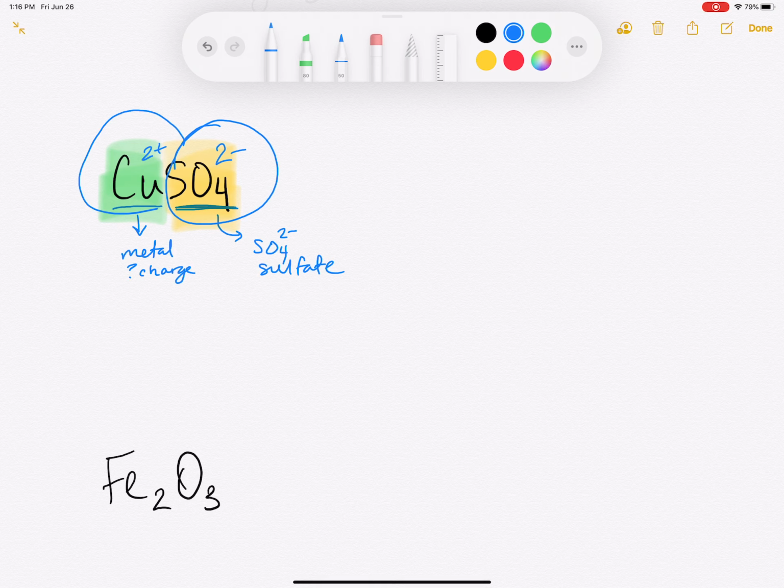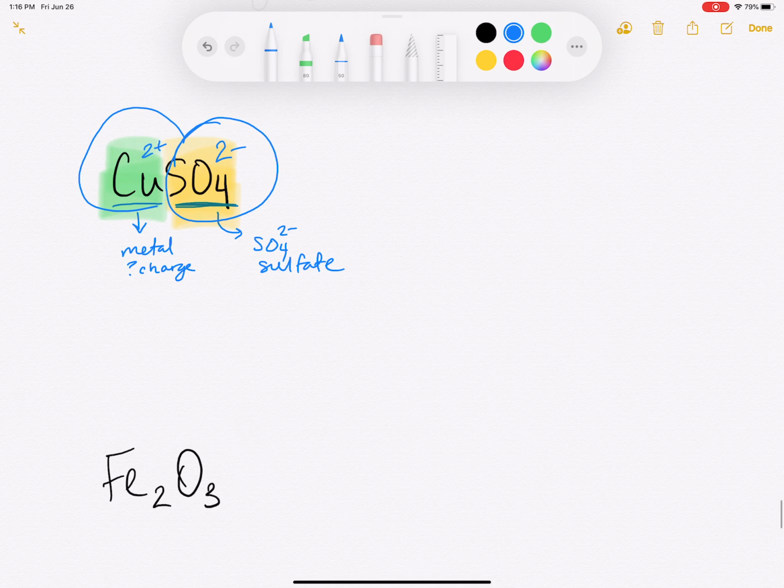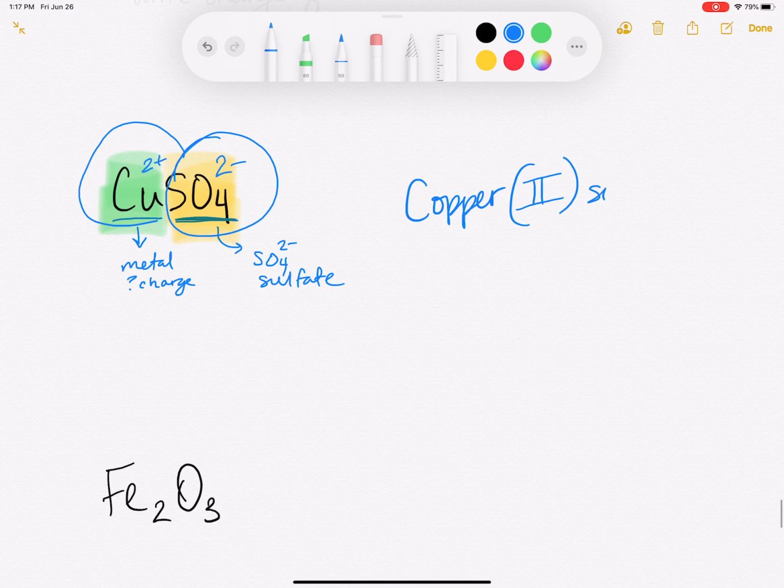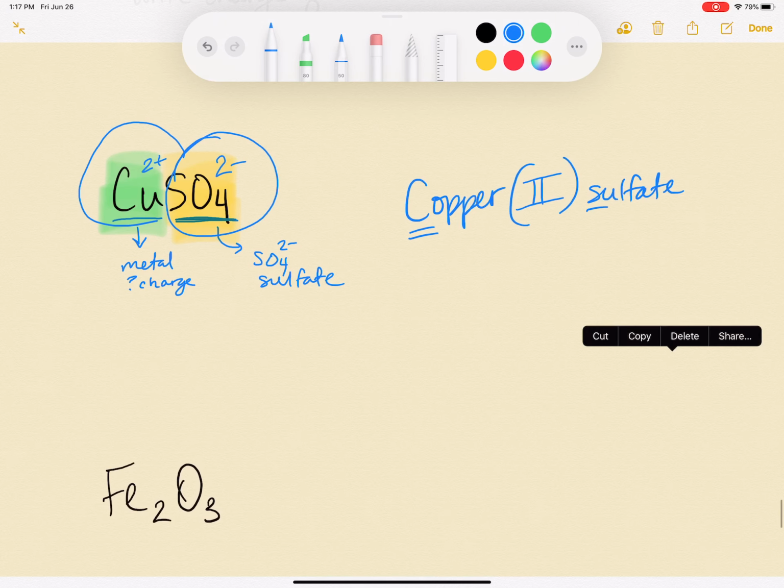So in this case, the name is going to be copper, uppercase, 2 in Roman numerals because that identifies the charge of the atom, and then sulfate. And please remember, you want to do this uppercase and this lowercase.